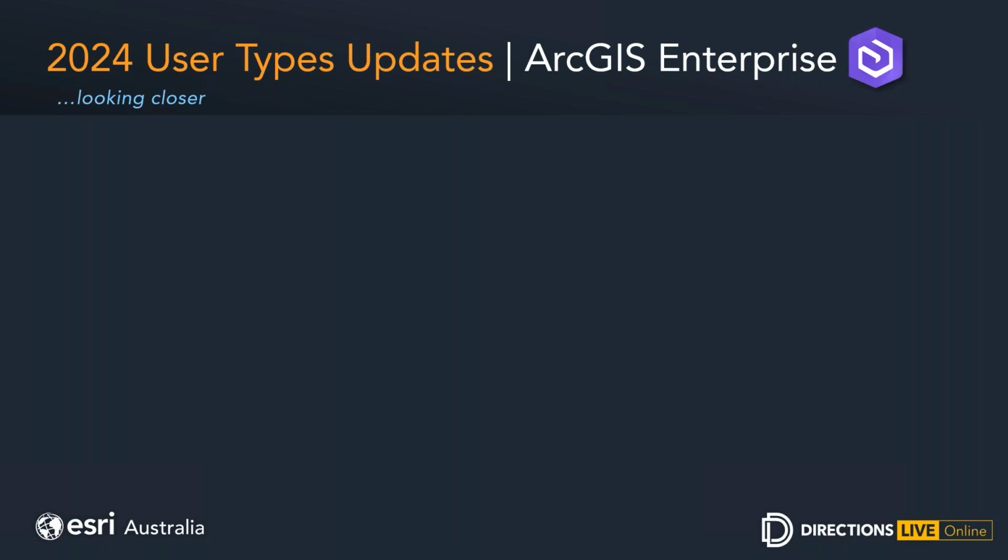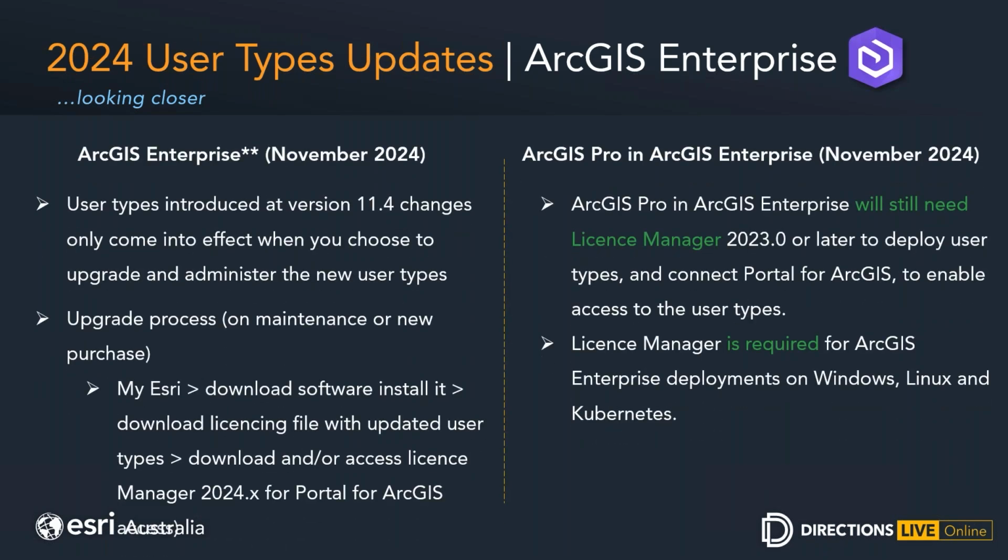Now let's take a closer look at what the updates will look like for ArcGIS Enterprise, as well as ArcGIS Pro accessed in ArcGIS Enterprise. Now, the 11.4 release of ArcGIS Enterprise, which is scheduled for November this year, will include user type updates to your organization's user entitlements. Now, a few things to note here.